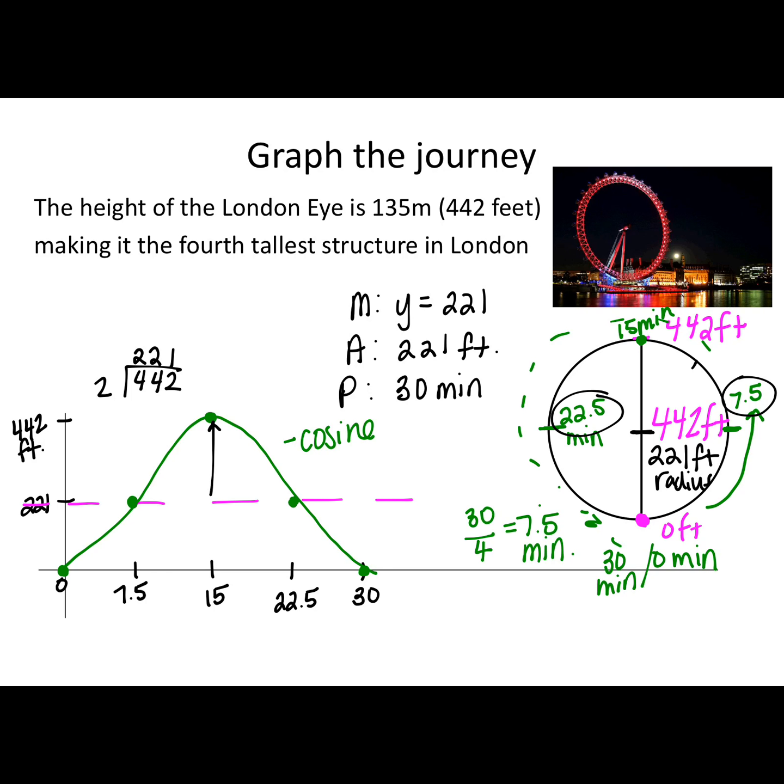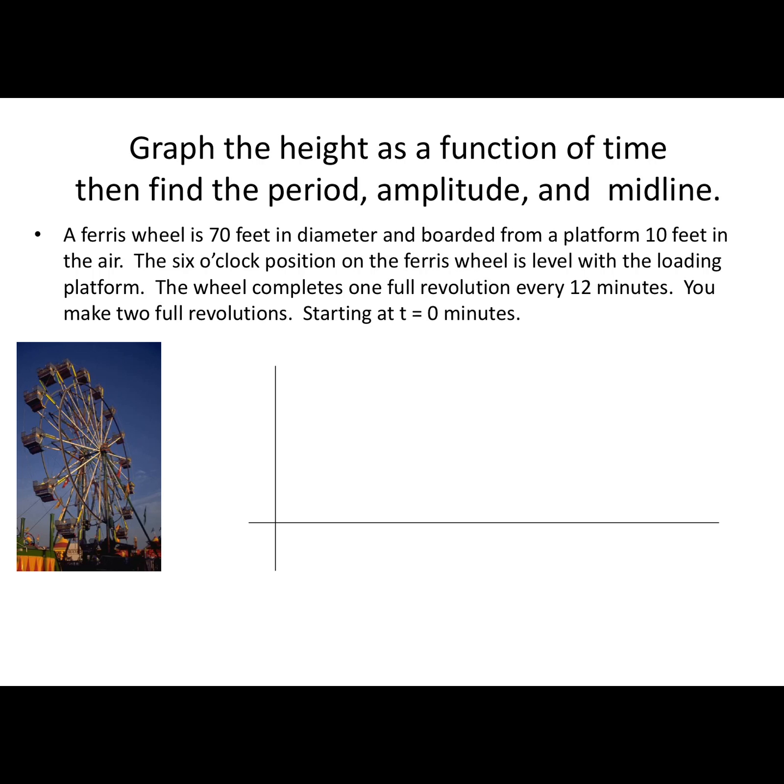All right, so that is our first one. Let's look at the second one. It says graph the height of the function over time, and then give the period, amplitude, and midline. A Ferris wheel is 70 feet in diameter and is boarded from a platform 10 feet in the air. The 6 o'clock position on the Ferris wheel is level with the loading platform. The wheel completes one full revolution every 12 minutes. You make 2 full revolutions.